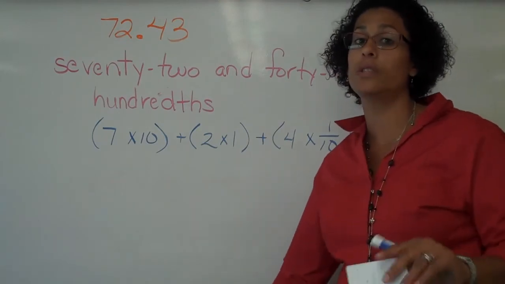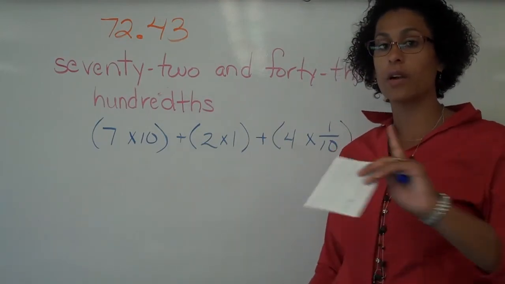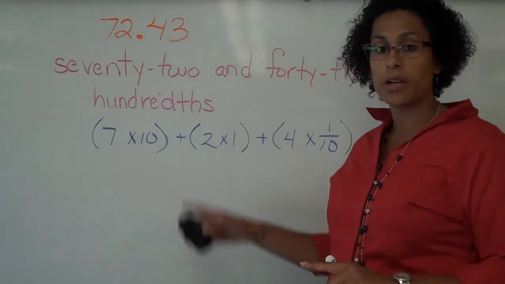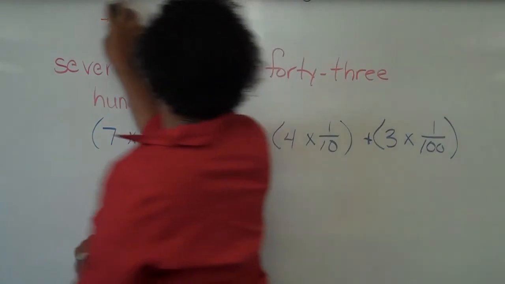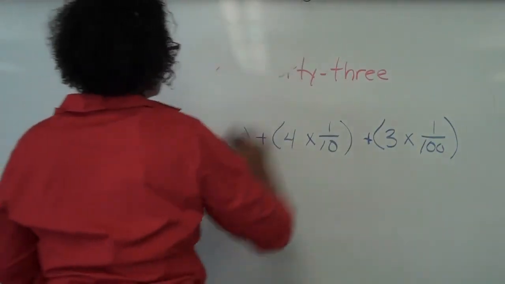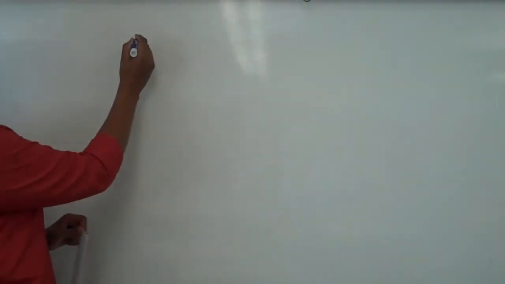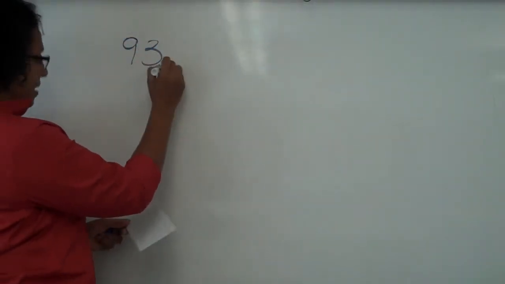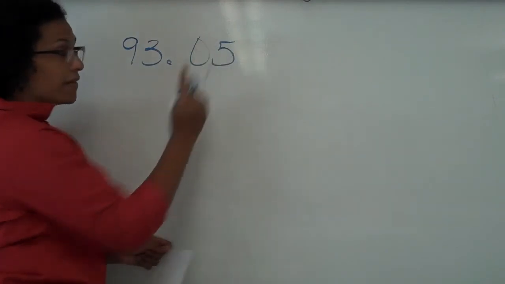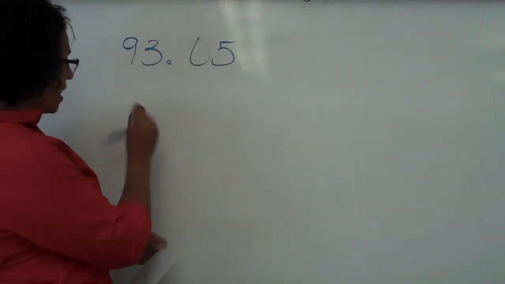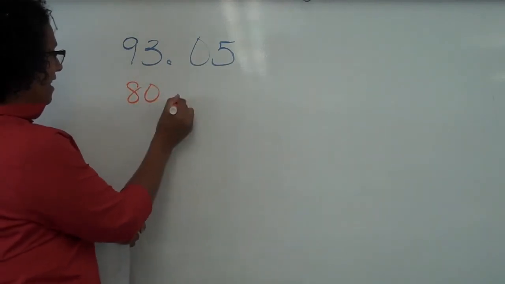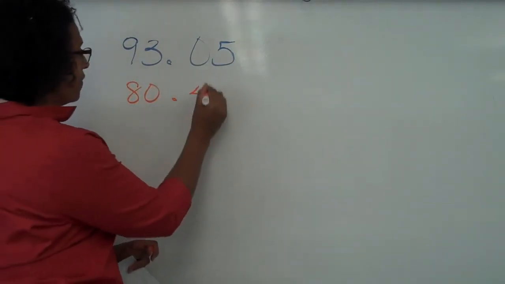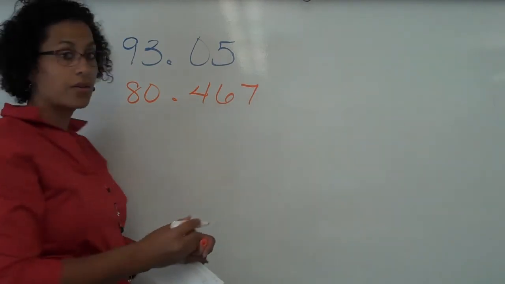So I'm going to give you 2 to do. So I'm going to be looking for what I had on the board, your chart, and the 2 examples that we did. Alright. So the first one you're going to do is 93 and 5 hundredths by yourself. Okay. And 80 and 467 thousandths.